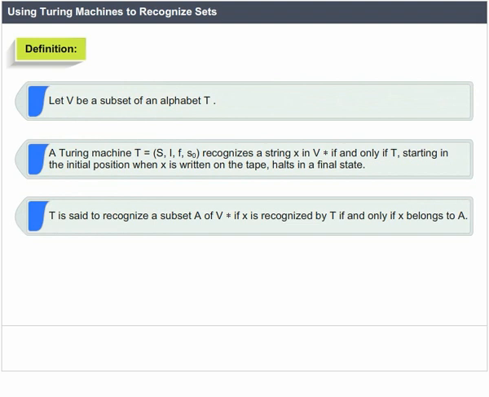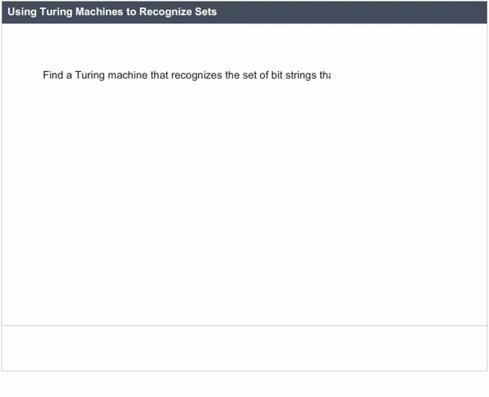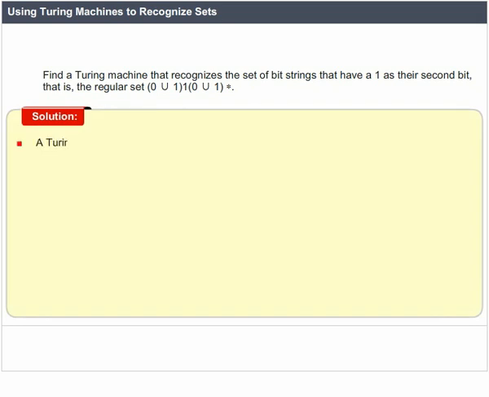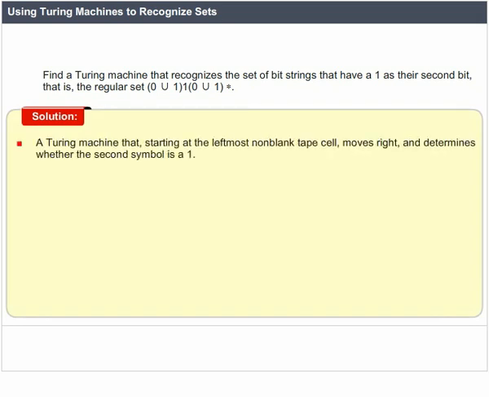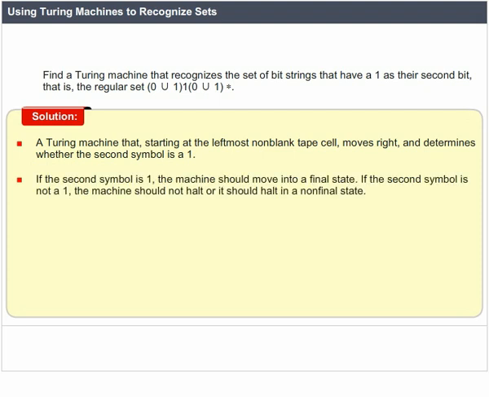Find a Turing machine that recognizes the set of bit strings that have a 1 as their second bit. That is, the regular set (0 ∪ 1)1(0 ∪ 1)*. Solution. We want a Turing machine that, starting at the leftmost non-blank tape cell, moves right and determines whether the second symbol is a 1. If the second symbol is 1, the machine should move into a final state. If the second symbol is not a 1, the machine should not halt, or it should halt in a non-final state.